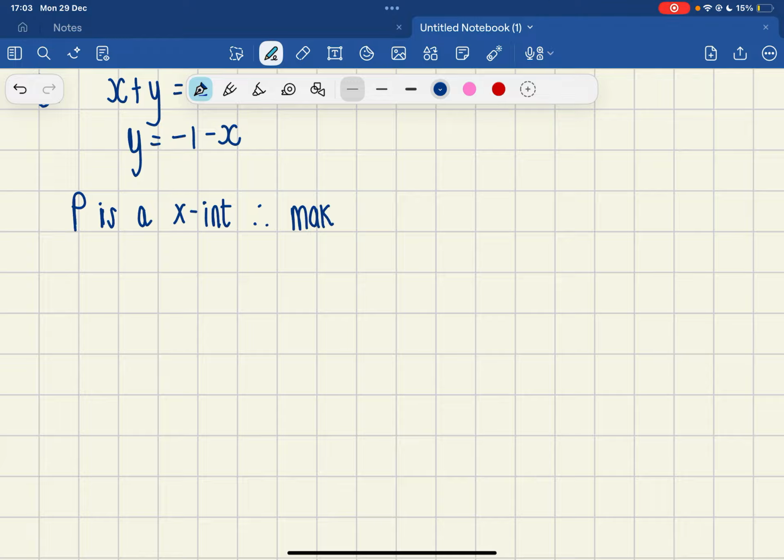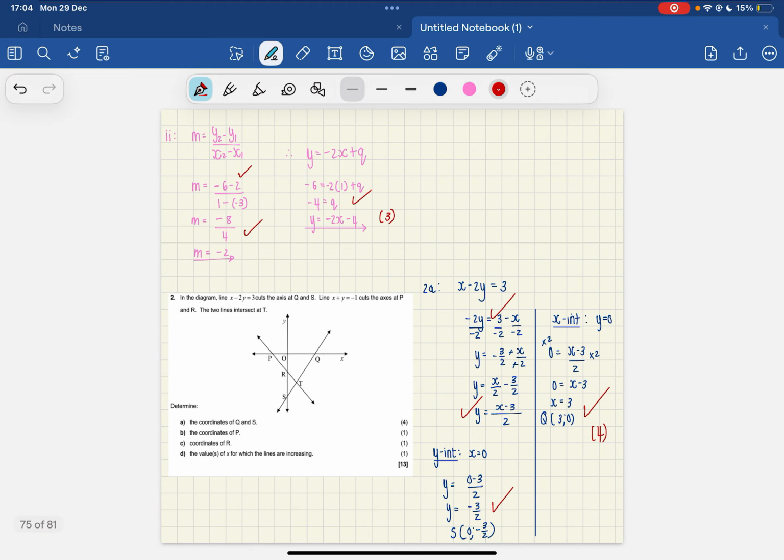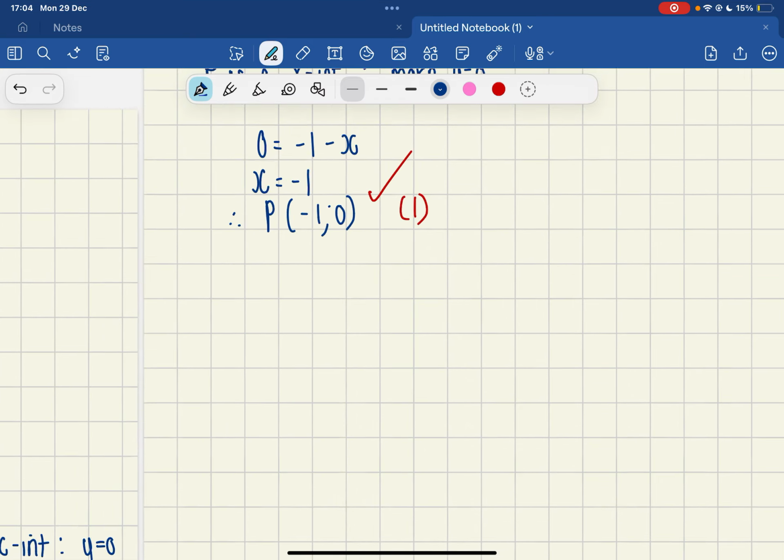Therefore, make y equal to 0. How do we proceed? 0 is equal to -1 minus x. X is equal to -1. Therefore, P is equal to -1, 0. There we go. Quick and easy 2 marks. It's even a 1 mark. I was being way too generous with this. Okay. Therefore, we move on to question C.